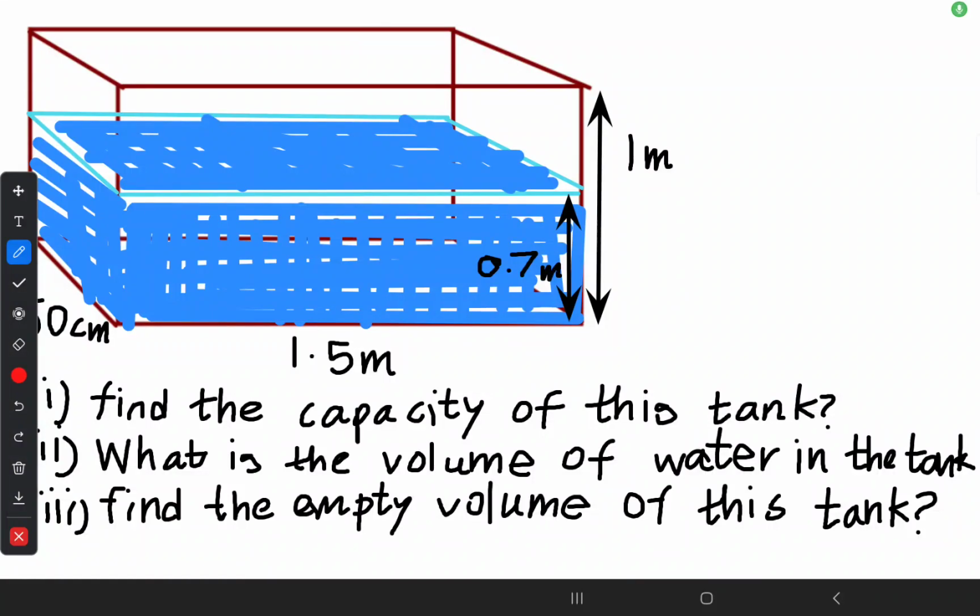Find the capacity of this tank. That means you should multiply length, width, and height to get the capacity of this tank. We know that. Then what is the volume of water in the tank?